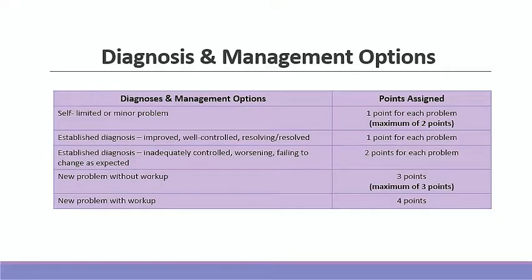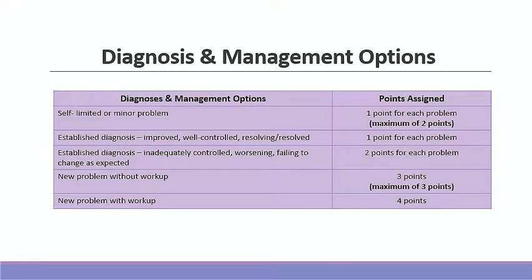New problems without workup are worth 3 points, with a maximum of 3 points assigned in this category, and new problems with additional workup planned are worth a maximum of 4 points. Additional workup planned refers to diagnostic testing or consultations which will be obtained either during or following the encounter for the problem. It is important that you do not confuse new problem here in medical decision making with new patient visit E&M codes. Organizations may define new problem differently.